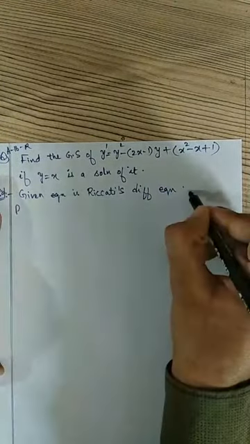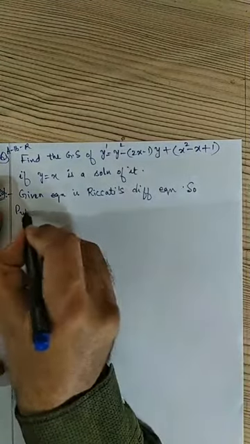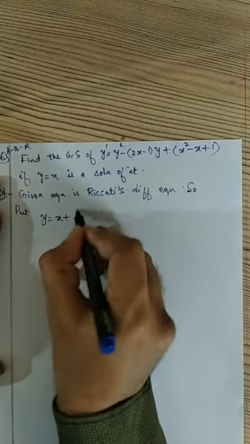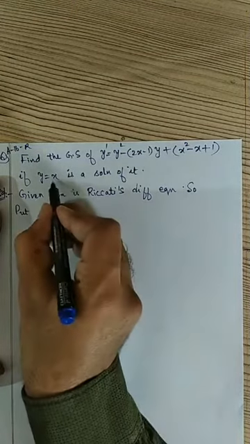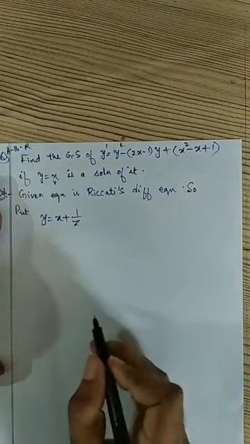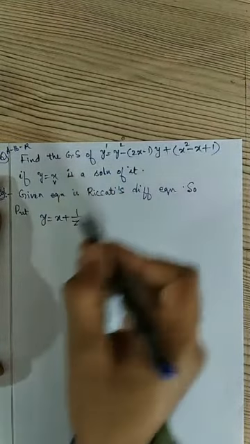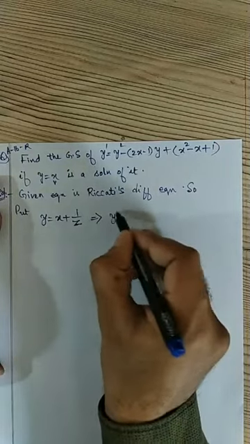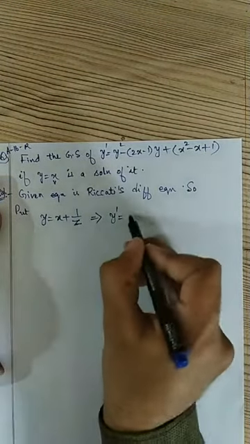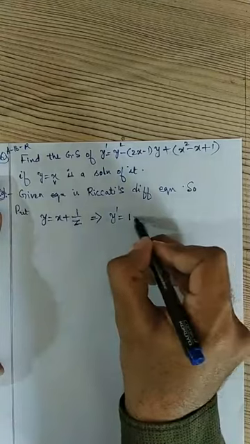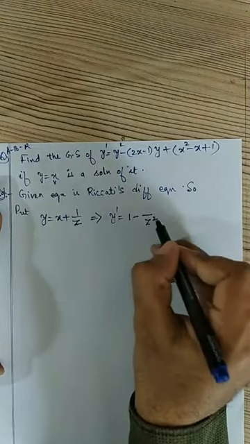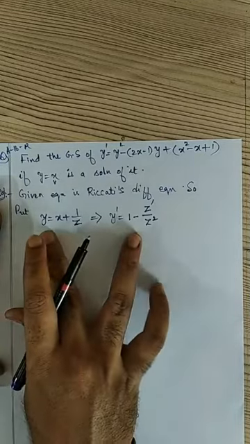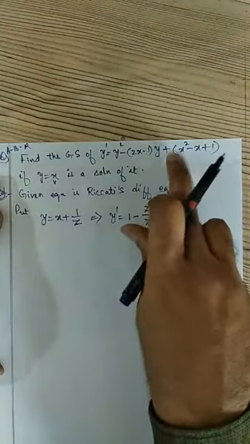So what we have to do is take the substitution. Put y equals x plus 1 by z. Here v is given to be x, so y equals x plus 1 by z. Then we have to find y dash. Y dash is given by the derivative of x, which is 1, and the derivative of 1 by z, which is minus 1 by z square times z dash. Now we have to substitute these two things, y and y dash, in the given equation.